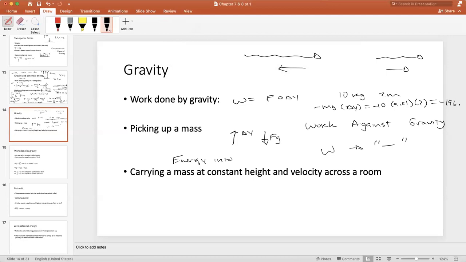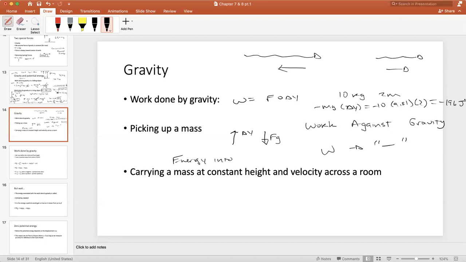Negative 196 joules. I had to put in 196 joules to lift that object. Where did the 196 joules come from? Energy I had in my body, my muscles, whatever. Food I ate that day. I burned 196 joules of energy lifting that object against gravity. That's a little harder to understand.